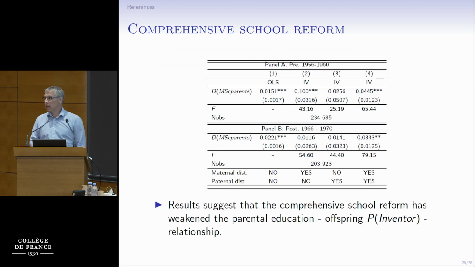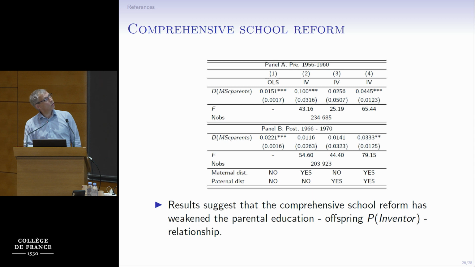What we then do is estimate our model exactly like in table 1, but for these two sets of cohorts separately. Let's have a look at the upper panel. That's the older people. We still have an OLS downward bias. We get a very large estimate when we use maternal distances, a large but imprecise estimate when we use paternal distances, and an estimate of 4.5% when we use both. So that's the baseline. Then let's compare it to the younger cohort.